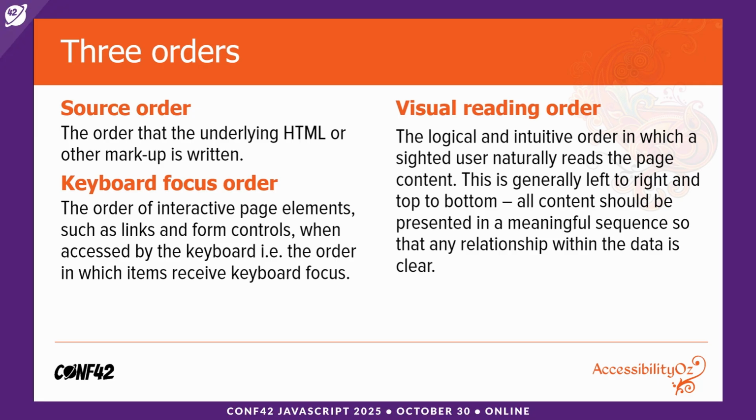You can easily find out what that is by going to the address bar and hitting tab again and going through your page. And thirdly, visual reading order, the logical and intuitive order in which a sighted user naturally reads the page content. This is generally left to right and top to bottom, and all content should be presented in a meaningful sequence so that any relationship within the data is clear.